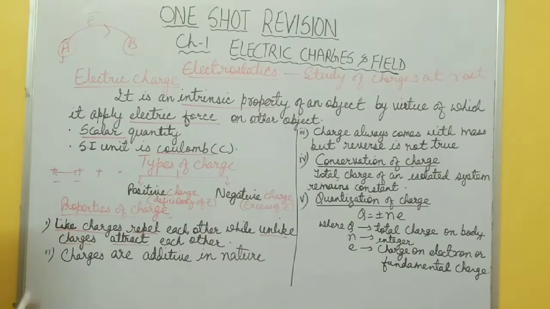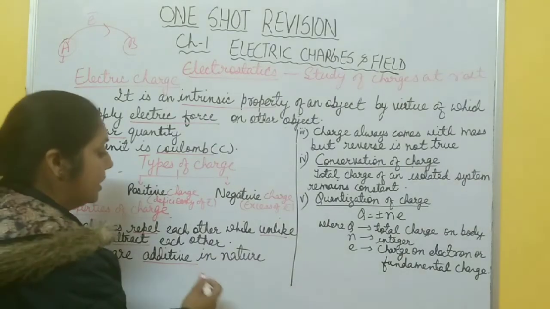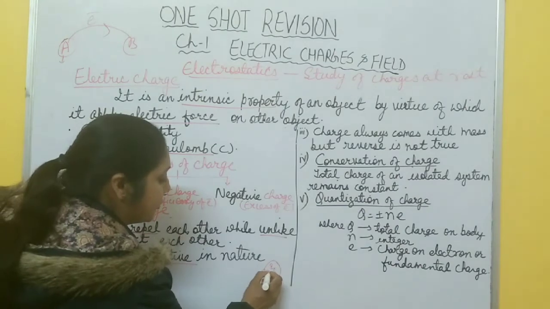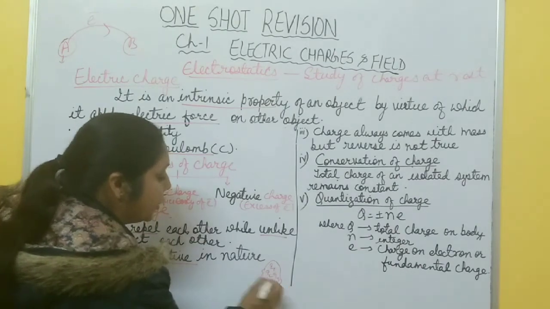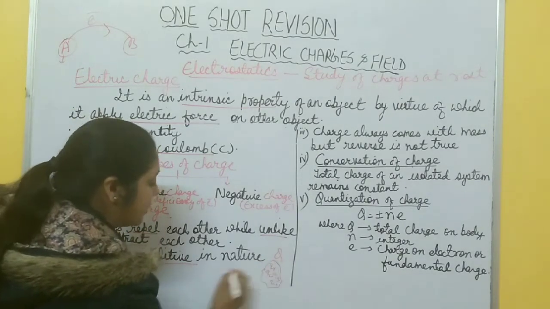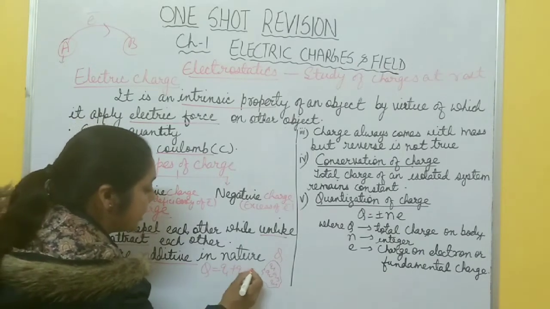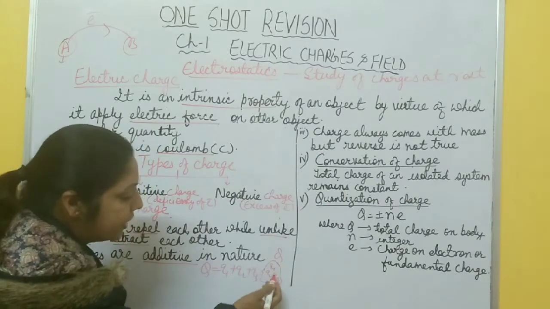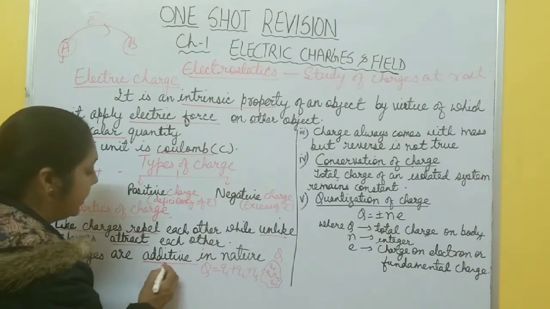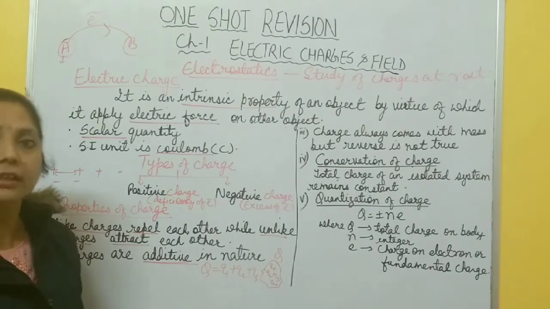Now second one, charges are additive in nature. This is also a very important property. Suppose there is one system or one body and there are different charges Q1, Q2, Q3, Q4. Suppose there are 4 charges, right? So the total charge Q on this body is equal to the sum of individual charges present at different points inside this body or system. So total charge is additive in nature because charge is a scalar quantity.